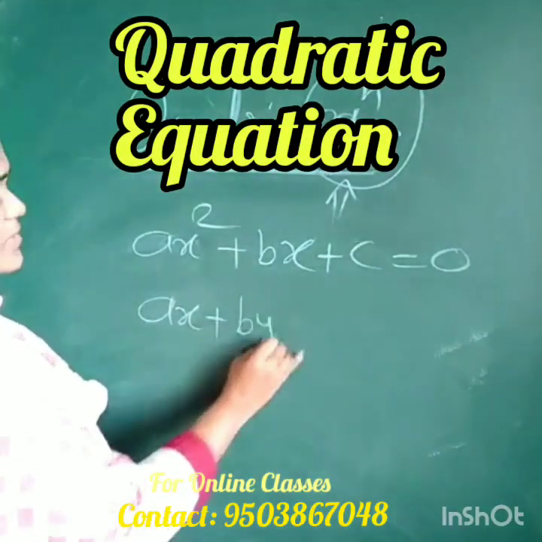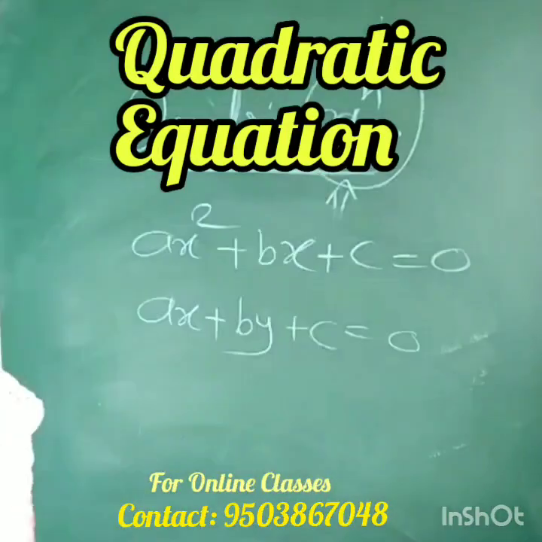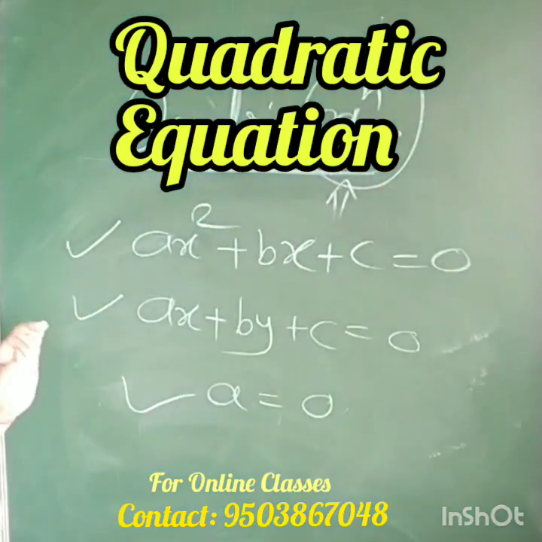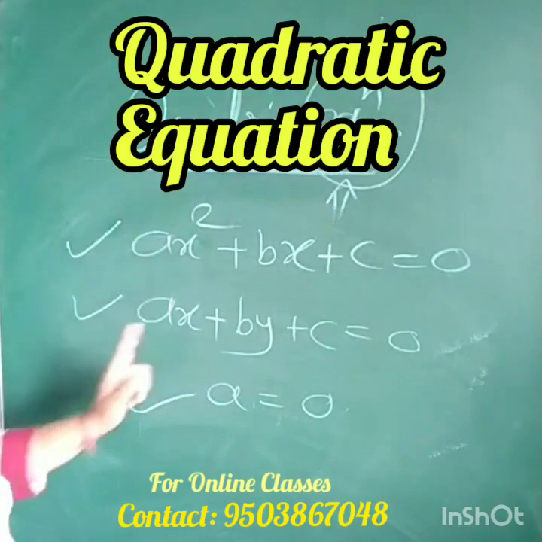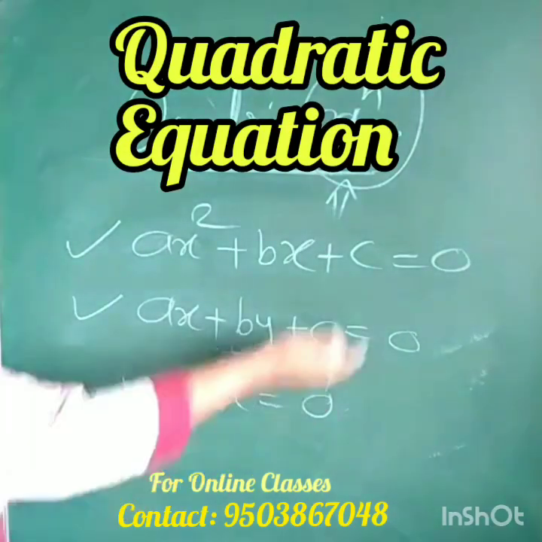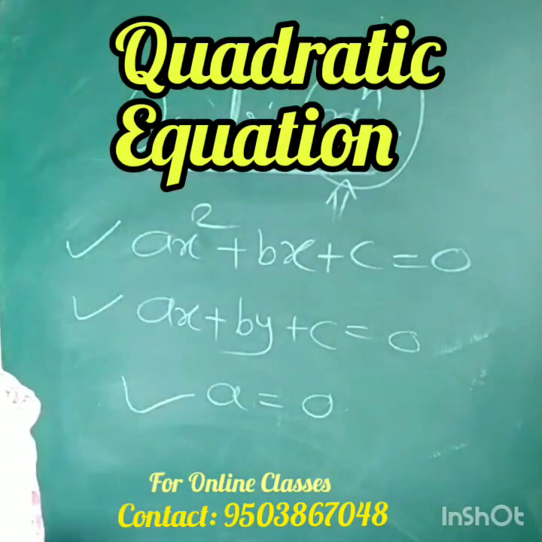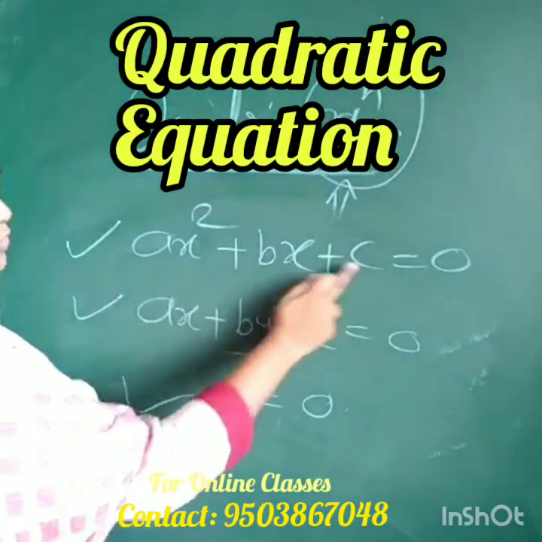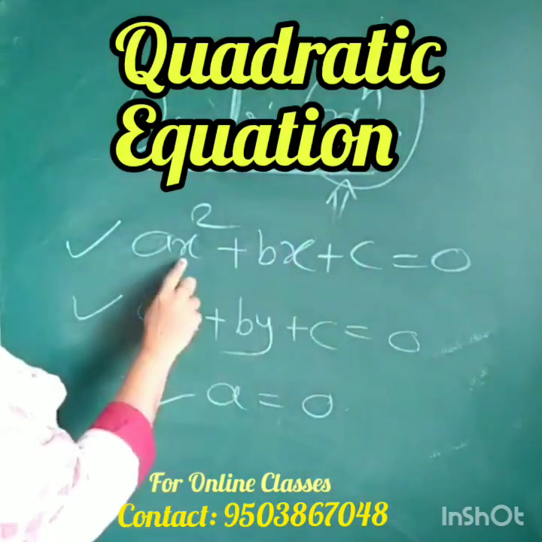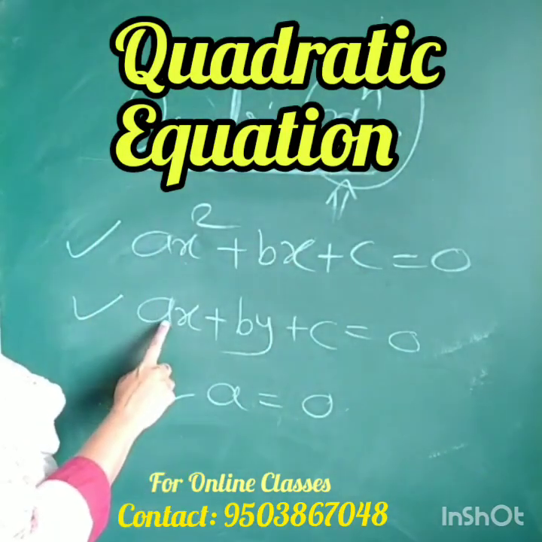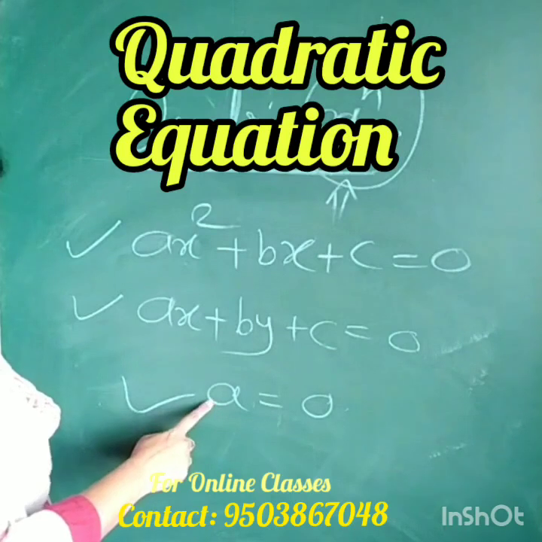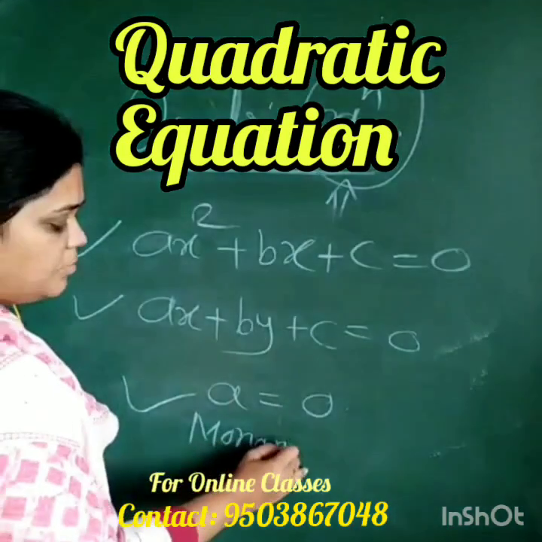ax plus by plus c is equal to 0. a is equal to 0. All three are algebraic equations. Now, why are they polynomials? My first question is, how many terms are there in this one? 1, 2, 3. In this equation, we can see 3 different terms, and therefore this is a polynomial. In this equation, again, we can see 3 terms, and therefore this is a polynomial. In this one, we can see only 1 term. So this is a monomial.